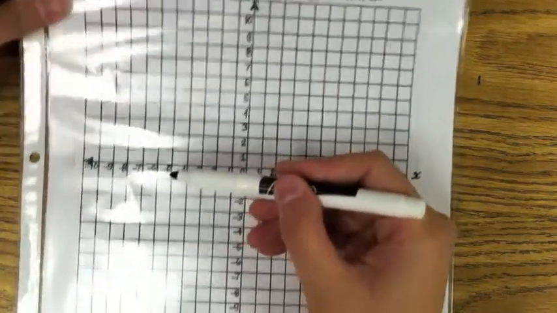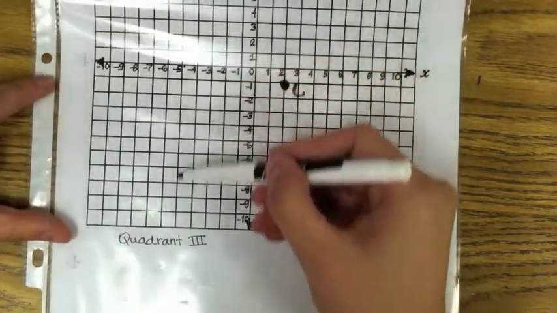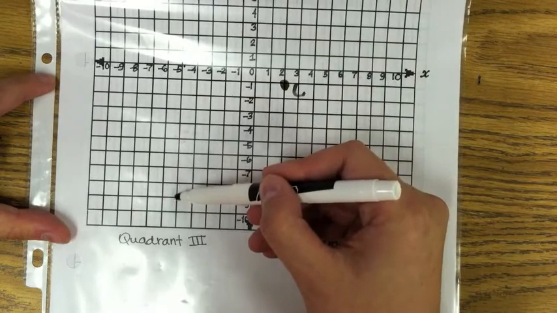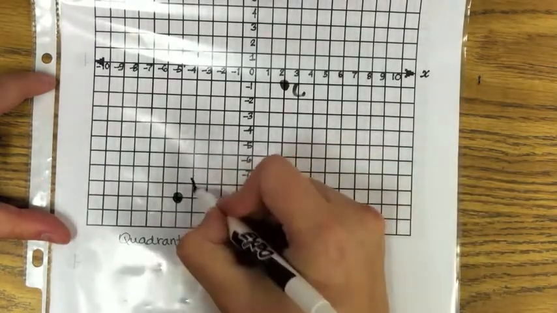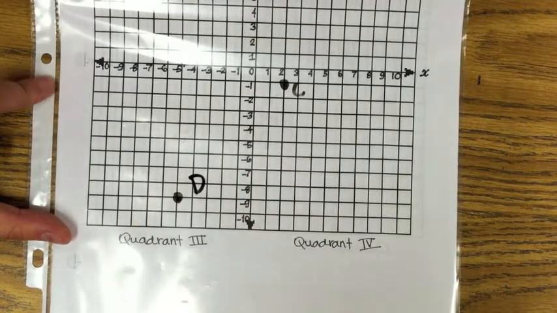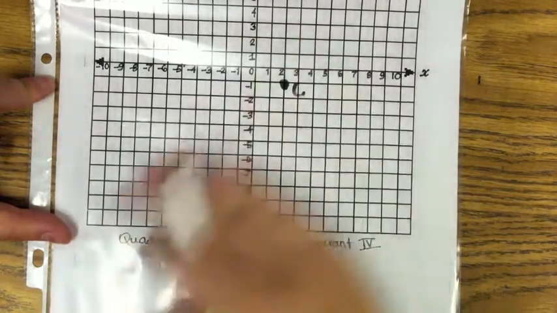Down. We're going to go way down here. We're going to go down to -9. Okay? And that is D. As you can see, you don't plot in multiple points.